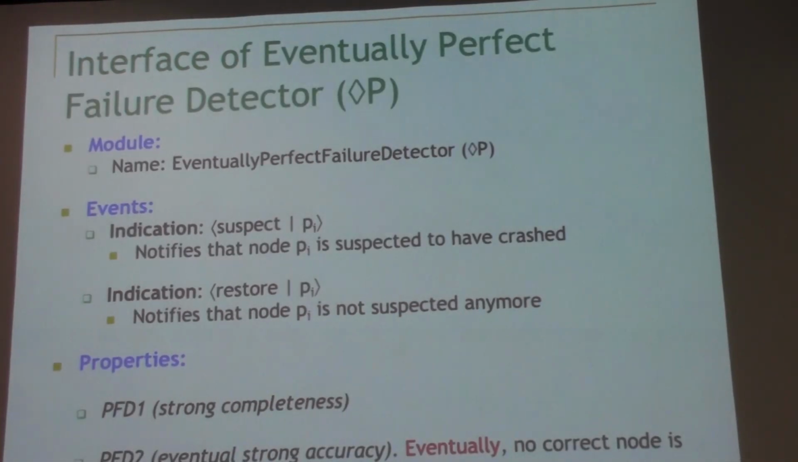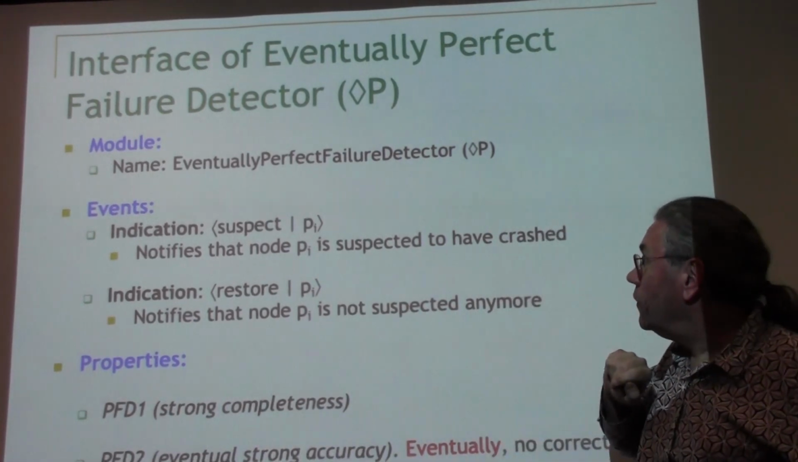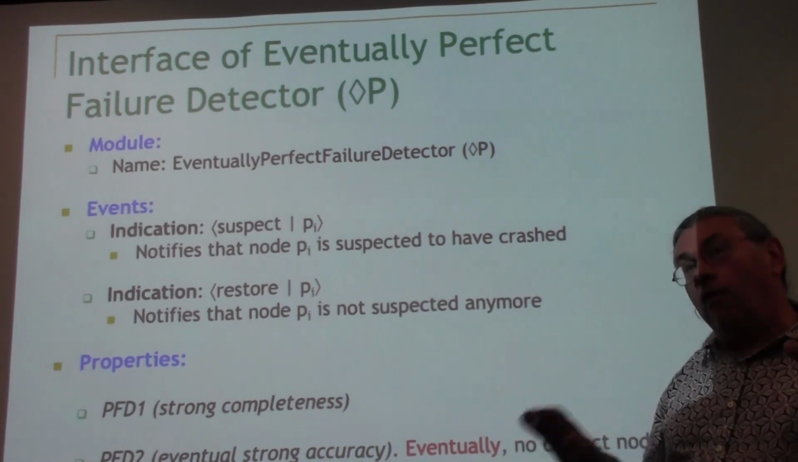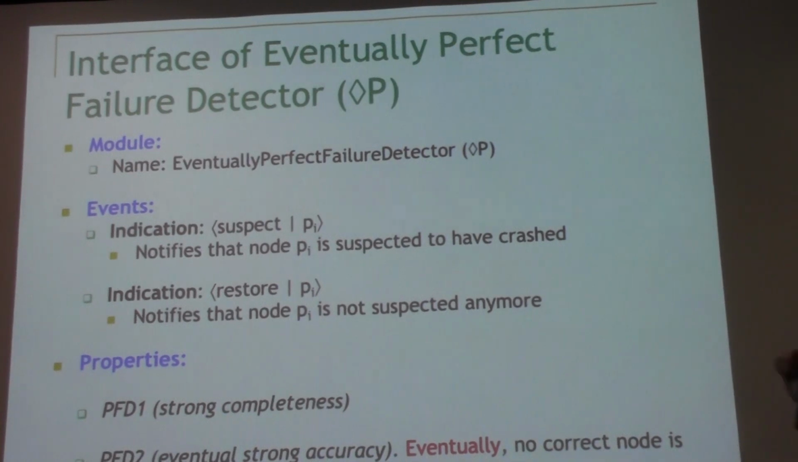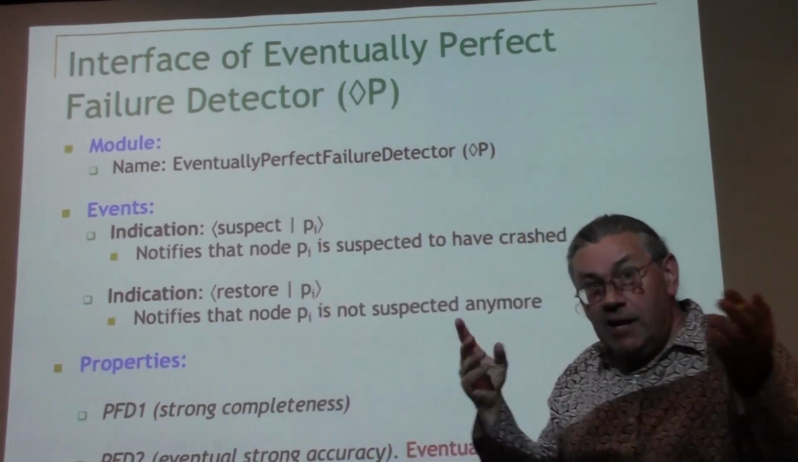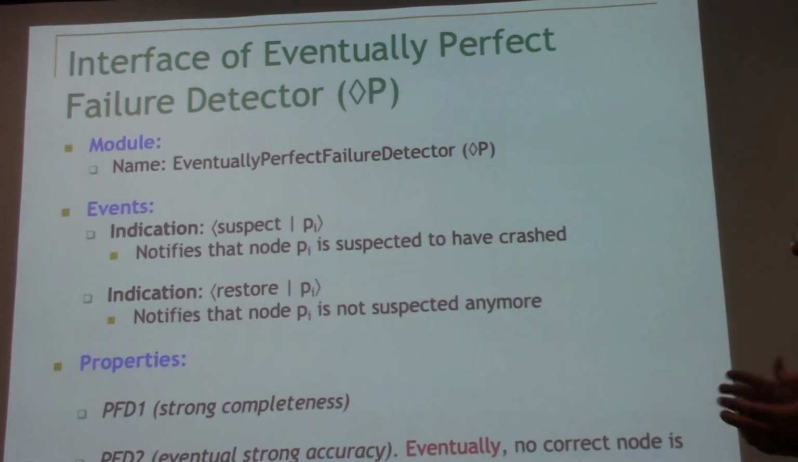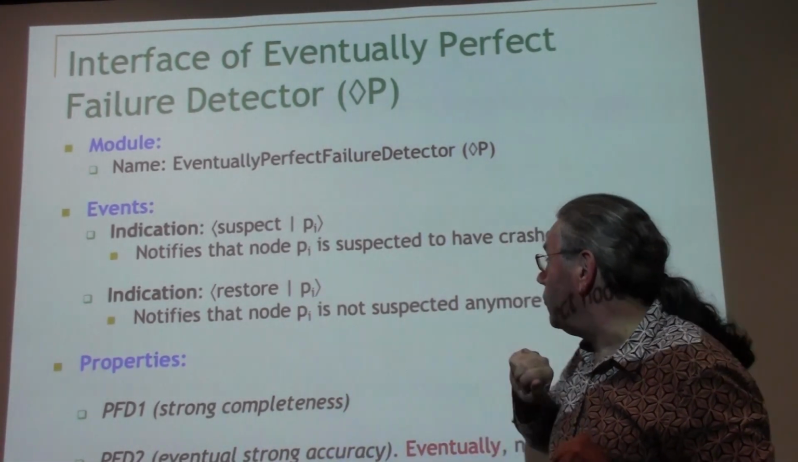Okay, now let's go to the more interesting one, which is the eventually perfect failure detector. This one has a slightly more involved interface. It has two possible indications: suspect pi and restore pi. So I'm never sure, so I can suspect. This node is very suspicious of other nodes. It suspects pi, but he's actually nice. If he realizes that he made a mistake, then he will take it back. I'm sorry, I didn't really mean it, and he will do a restore.